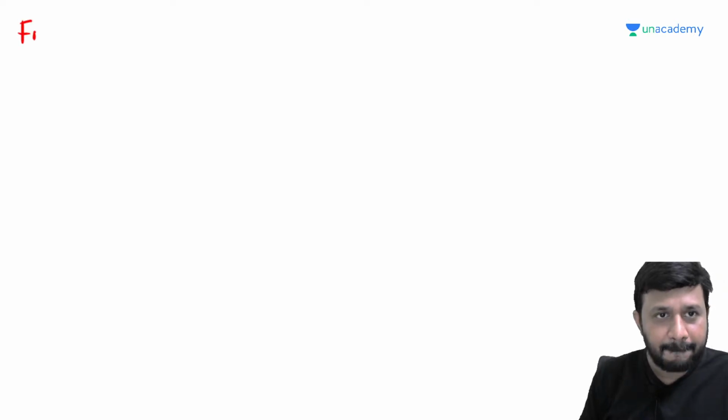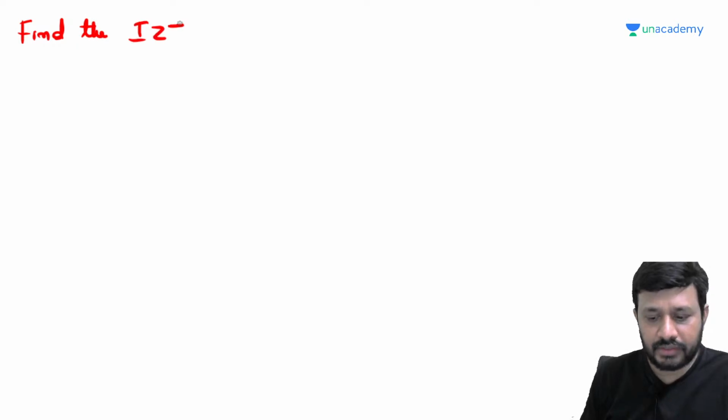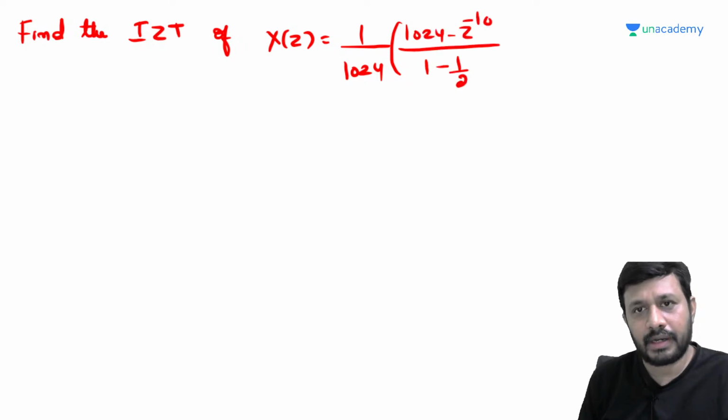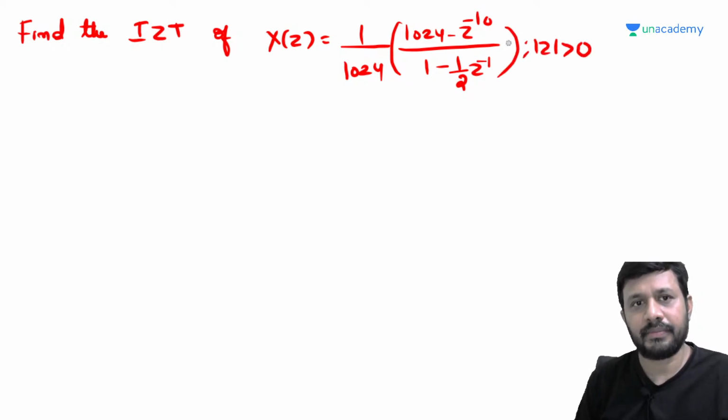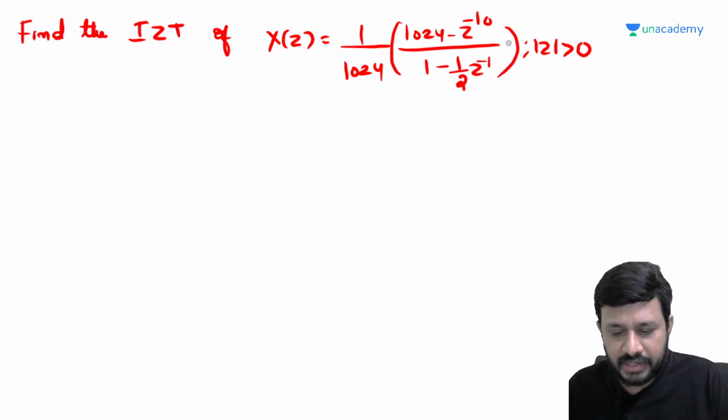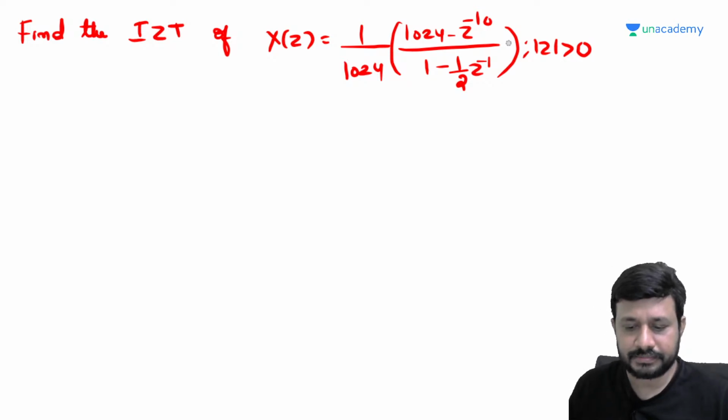Find the inverse Z transform of x of z equal to 1 by 1024 minus z power minus 10 by 1 minus 1 by 2 z inverse, mod z greater than 0. Inverse Z transform is asking.